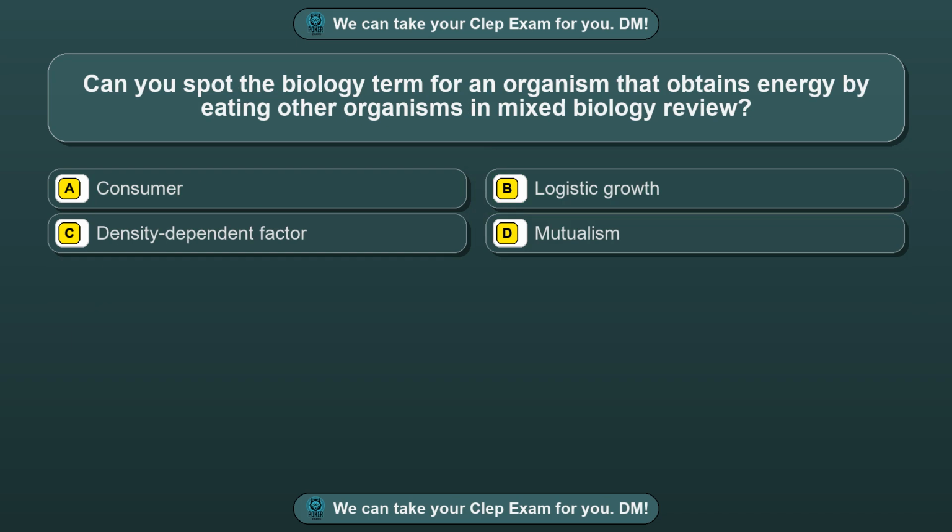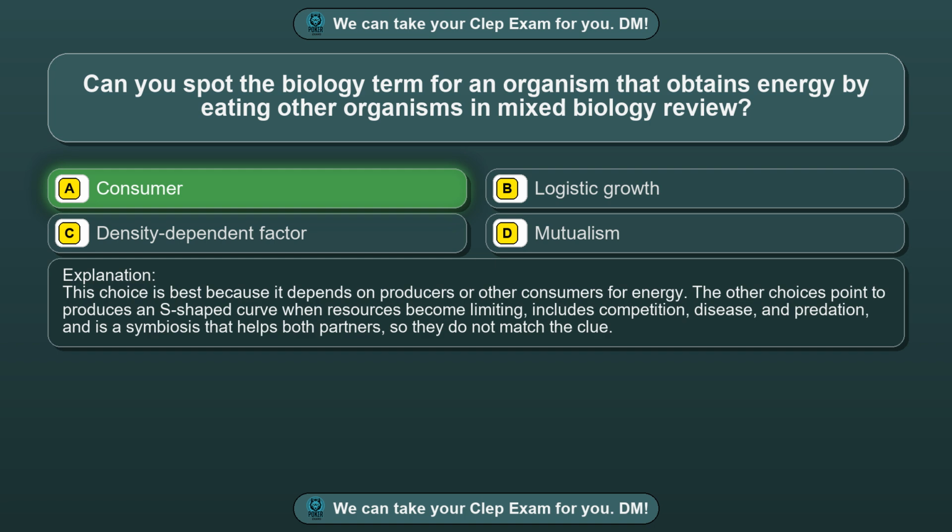Question 35. Can you spot the biology term for an organism that obtains energy by eating other organisms in mixed biology review? Option A, consumer. Option B, logistic growth. Option C, density-dependent factor. Option D, mutualism. The correct answer is option A, consumer. This choice is best because it depends on producers or other consumers for energy. The other choices point to produce as an S-shaped curve when resources become limiting, includes competition, disease and predation, and is a symbiosis that helps both partners, so they do not match the clue.